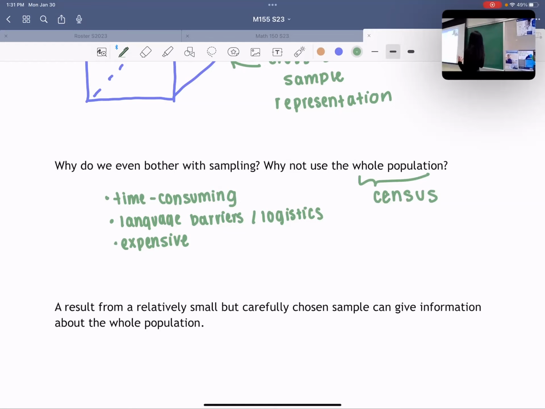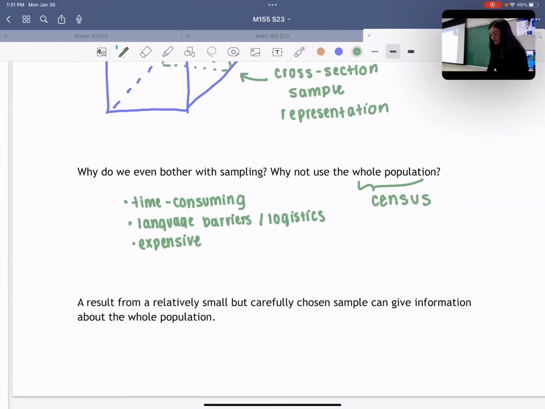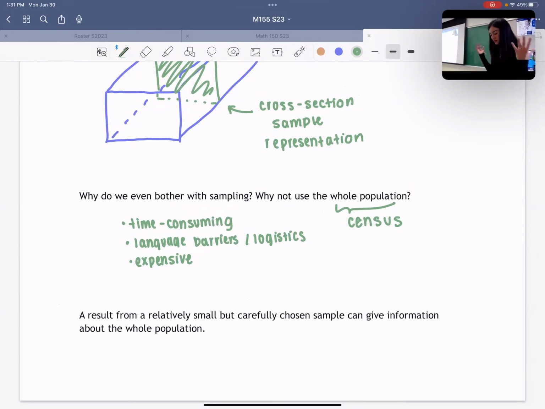Now, census is not particular to the United States. It can be any population. For example, if my population was the class, I could take the census of the class and ask everyone the same question. Okay, so census is not just for the United States. All right. Now, we can't take a census because it's time consuming. There's language barriers. It's really expensive.